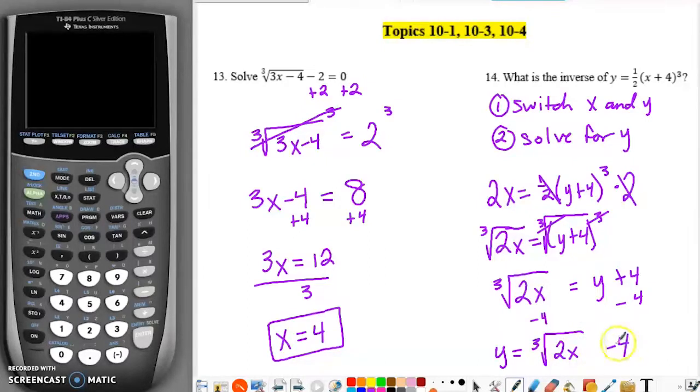Now make sure this minus 4 is not inside your cube root. We took the cube root before we moved the 4. So you need to make sure that you choose cube root of 2x minus 4. That minus 4 should not be inside your cube root. Make sure you make a note of that.